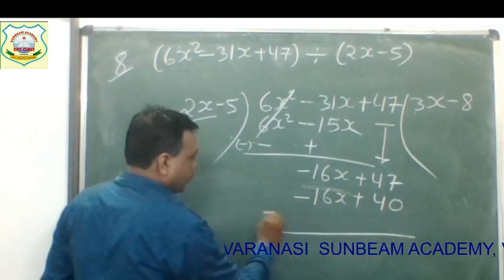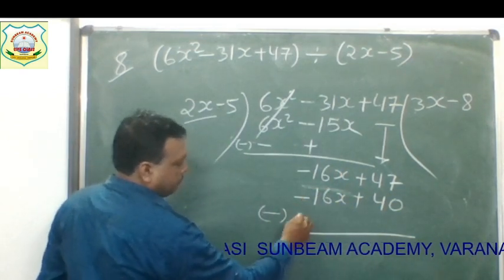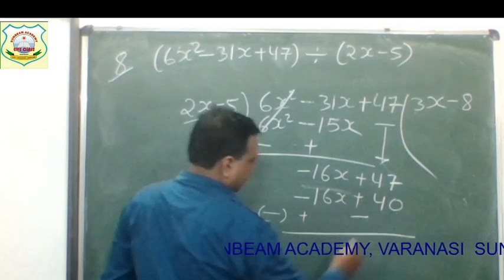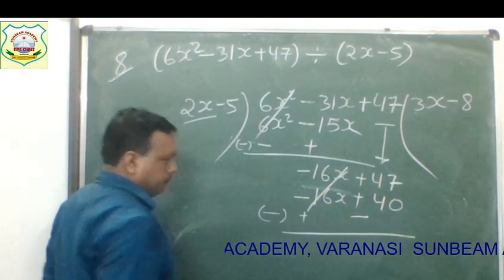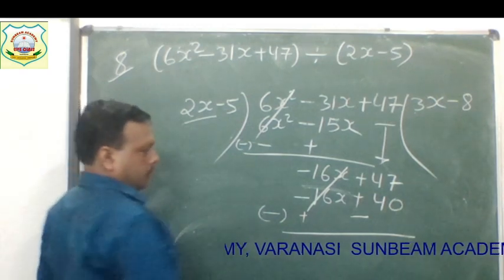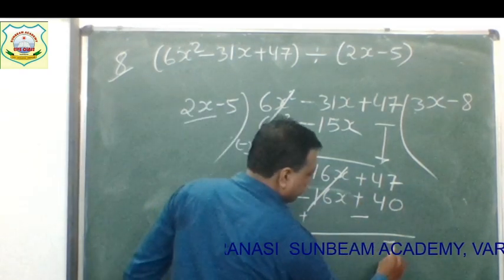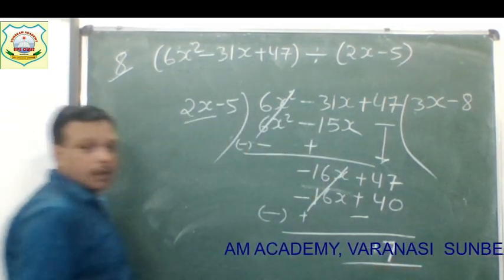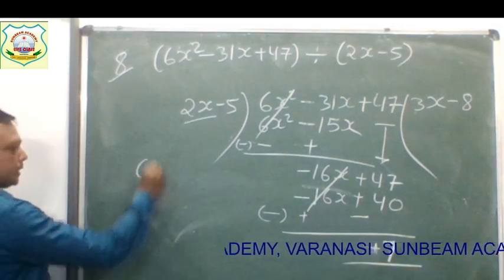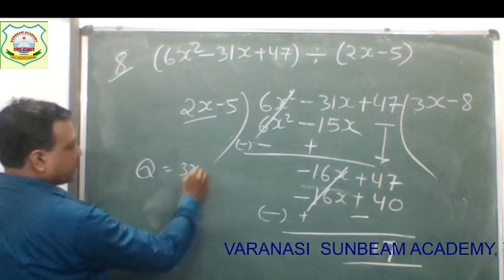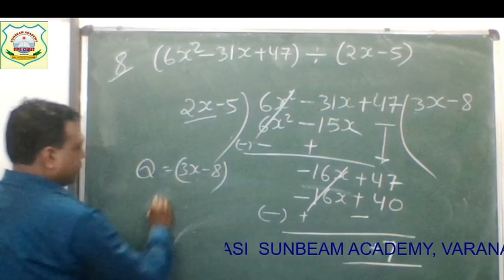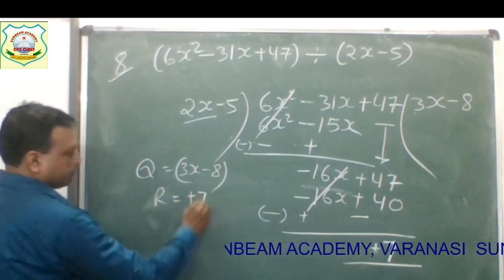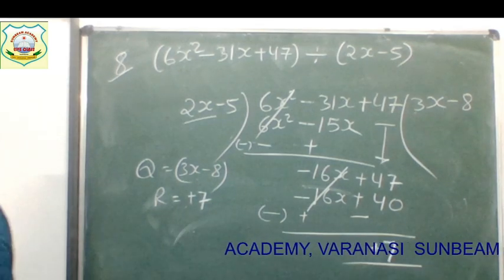Now sir, what do we have to do? Minus. So this sign will be plus, this sign will be minus. It is cancelled, both are the same. 47 minus 40, 7 will come, plus 7. So the quotient is 3x minus 8 and the remainder is plus 7. It will be your answer. Should I note it down?